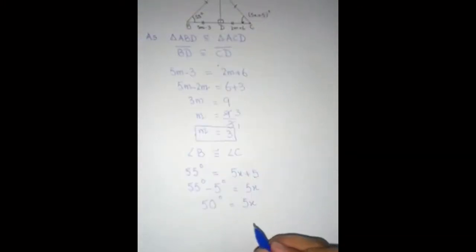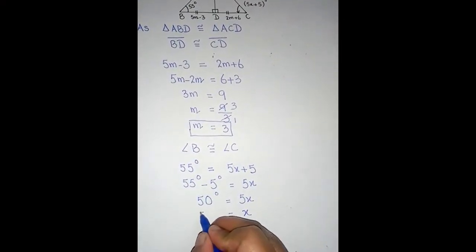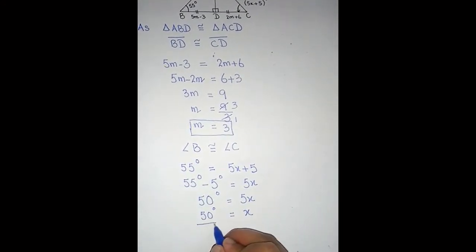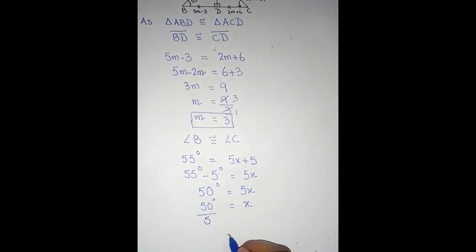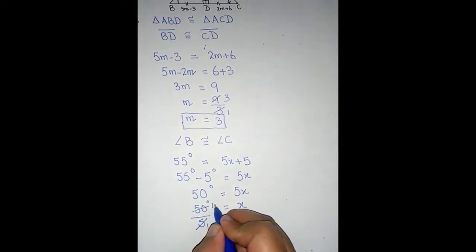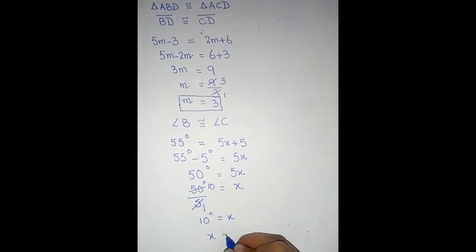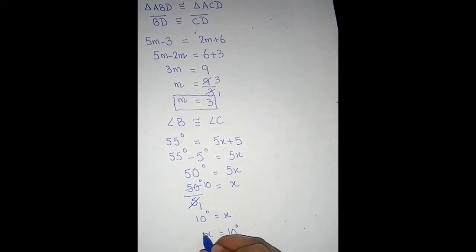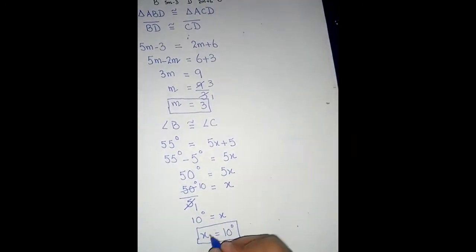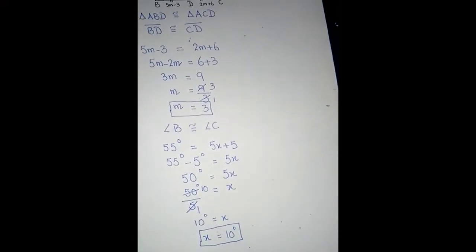Now we have to find the value of x. So keep x here and move this 5 to the other side. Here it is multiplying with x. When I move it to the other side, it will come in the denominator. Again, cancellation. 5 1s are 5. 5 10s are 50. So the value of x is 10 degree. This is what we have to find in this question: the value of m and the value of x. I hope this question is clear to you.